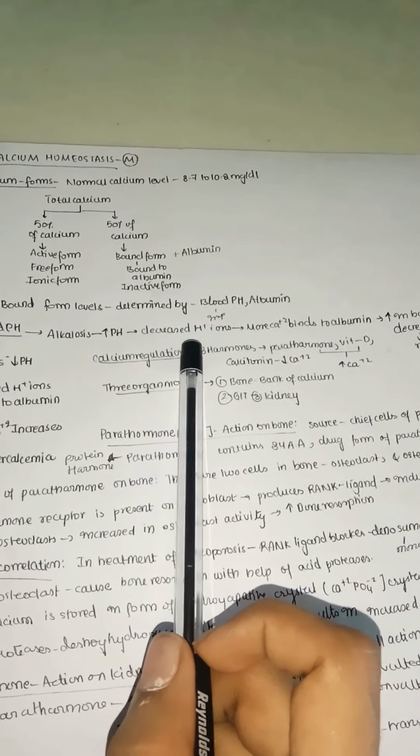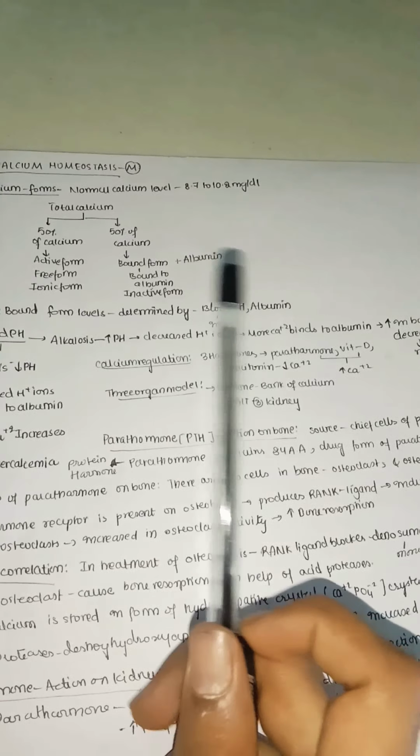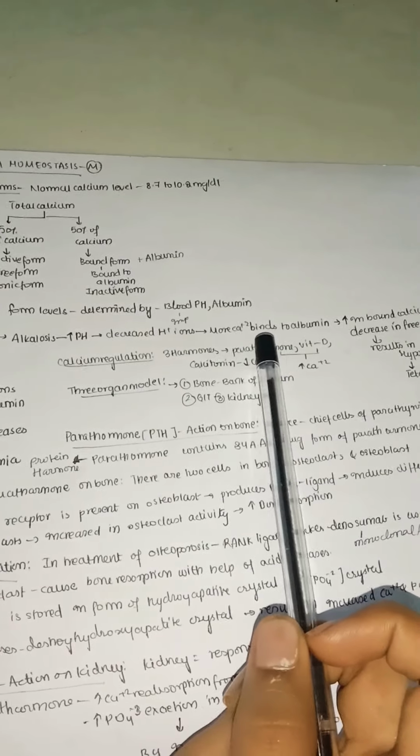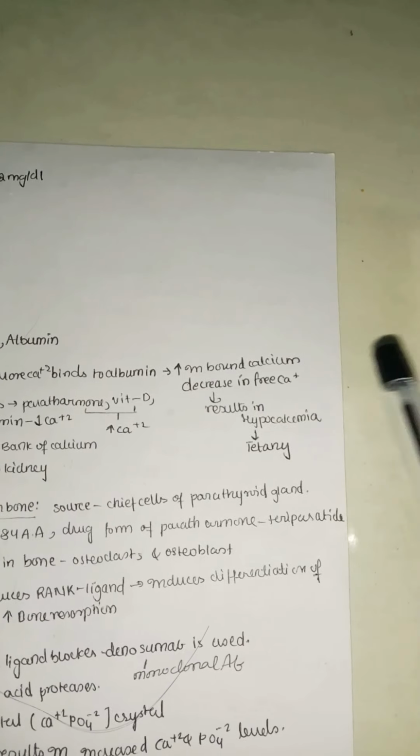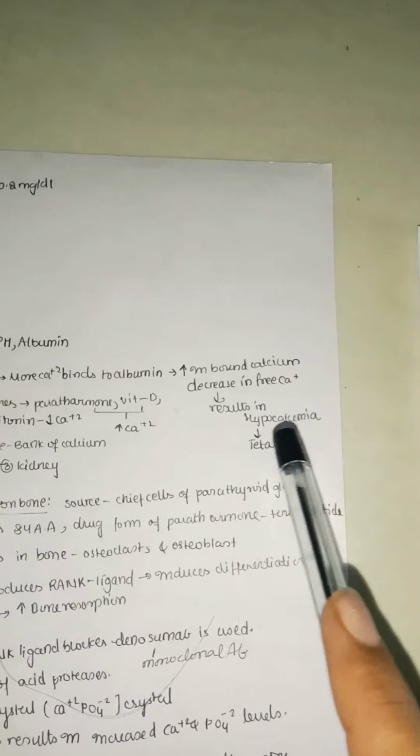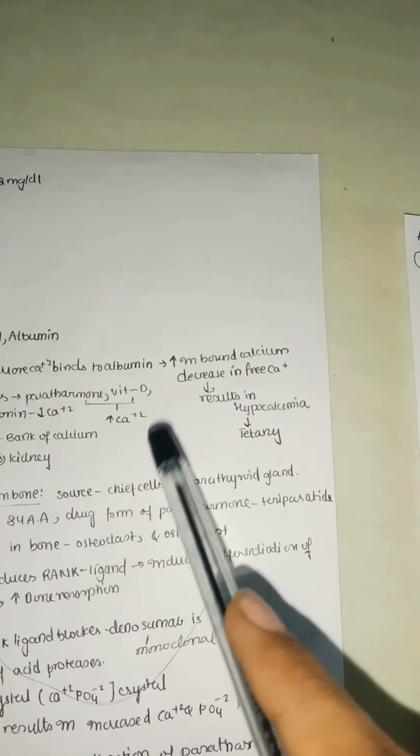So now as there are low hydrogen ions, there is more albumin to bind with calcium, so there is more calcium binding to albumin, and the increase in bound calcium decreases free calcium. So bound calcium is more when compared with the free calcium. This results in, of course, hypocalcemia in our blood vessels, and hypocalcemia will lead to tetany of different kinds of muscles, smooth muscles.